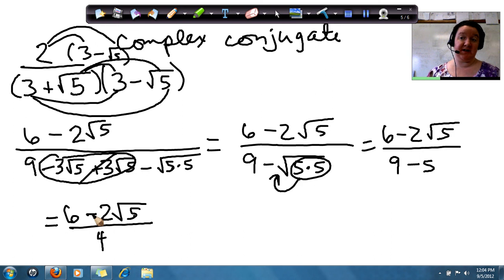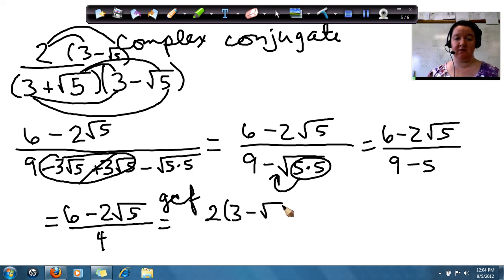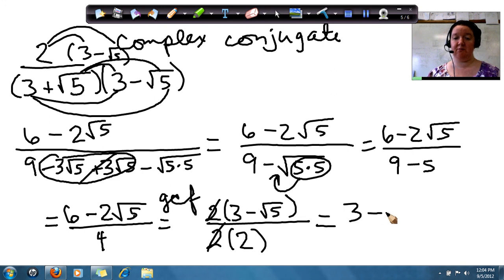Now, you have to check. Sometimes it does, sometimes it doesn't. Is there a greatest common factor to this part, and that part? So I had to find my GCF, and that means I have 2 times 3 minus the square root of 5 over 2 times 2. So those 2's will cancel out. We'll be left with 3 minus the square root of 5 all over 2. And this is a simplified radical expression that has rationalized the denominator.